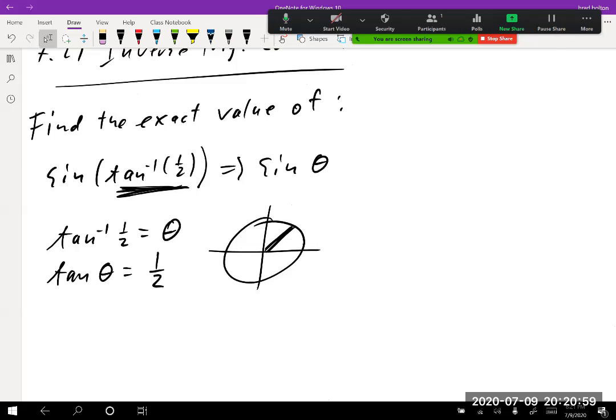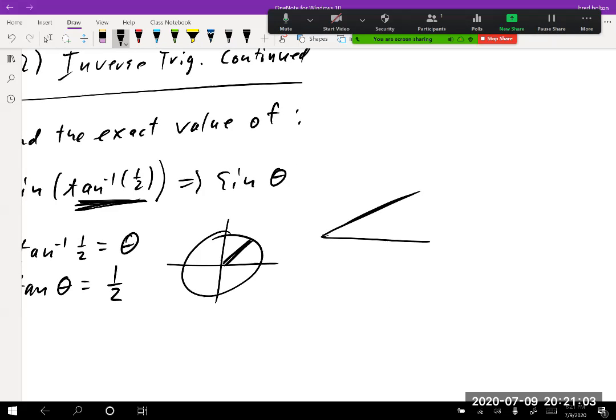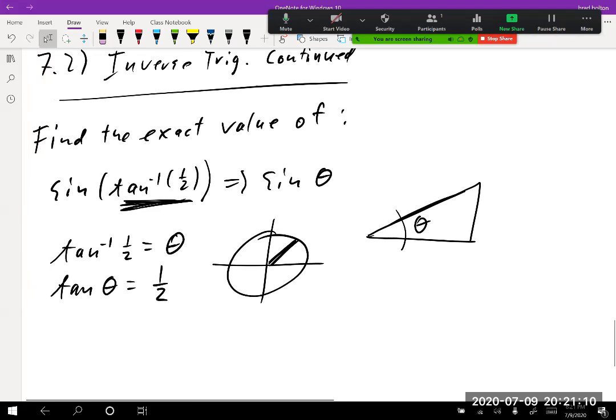So I'm going to draw my little triangle. We know this is theta. And again, I don't know what theta is, but I know that's theta. There was something that you guys might have learned in a different class. I didn't talk about it because normally everybody knows it, but SOHCAHTOA. This helped me a lot.